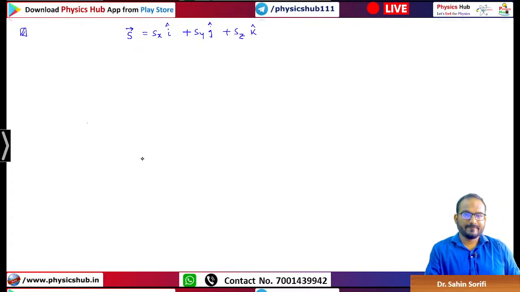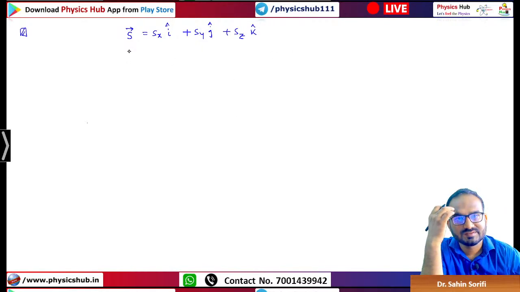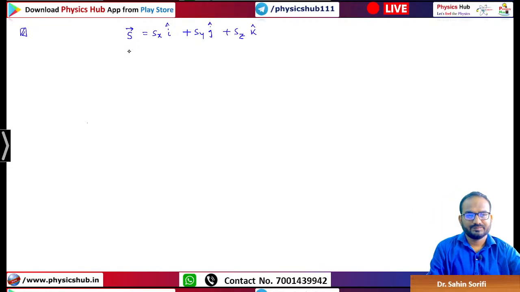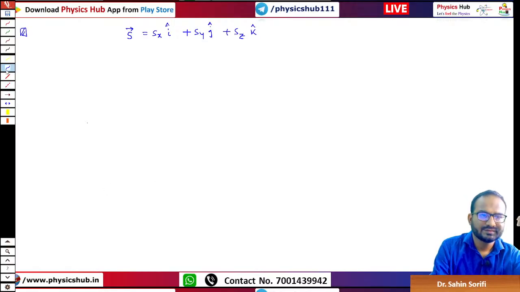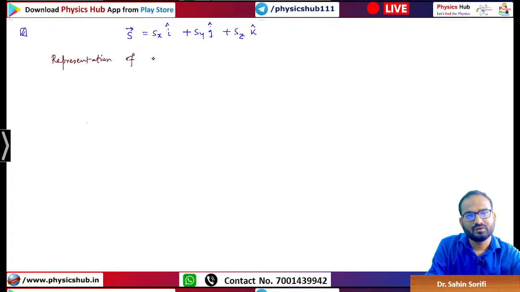Now we defined this Sx, Sy, Sz in terms of the Pauli spin matrices, right? Now you see, we can express these components of S with the help of spin operator. So you can give the heading: representation of spin operator.